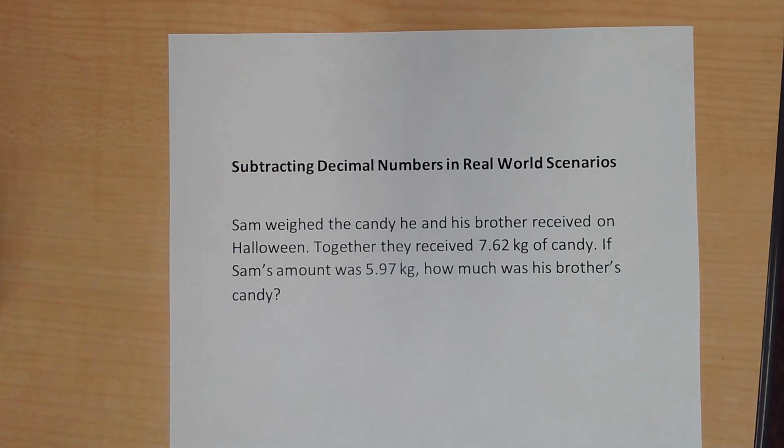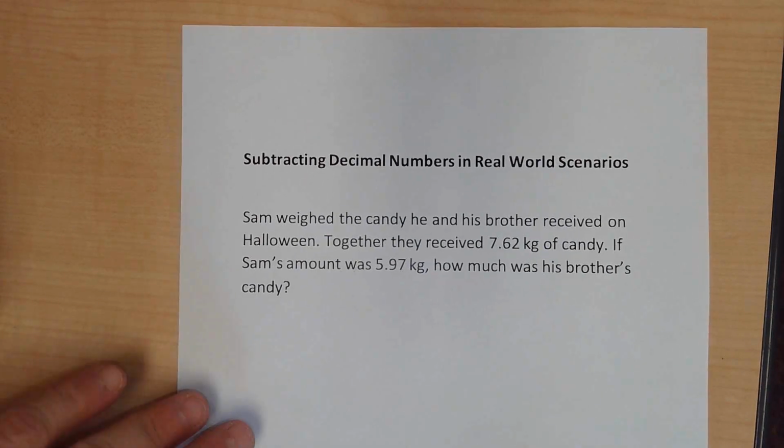In this video, we're going to be talking about adding and subtracting decimals in real-world scenarios. We're going to start with a subtraction problem, though. It says Sam weighed the candy he and his brother received on Halloween. Together, they received 7 62/100 kilograms of candy. If Sam's amount was 5.97 kilograms, how much was his brother's candy?